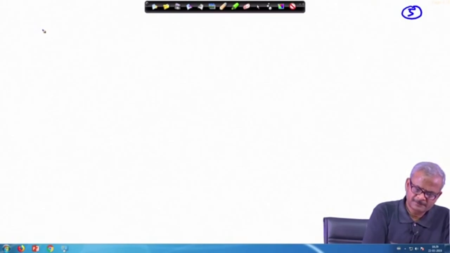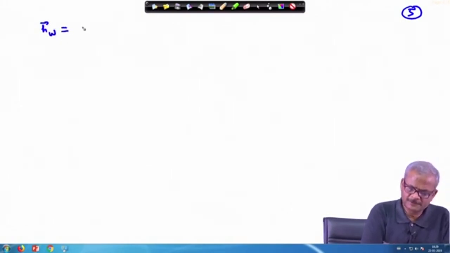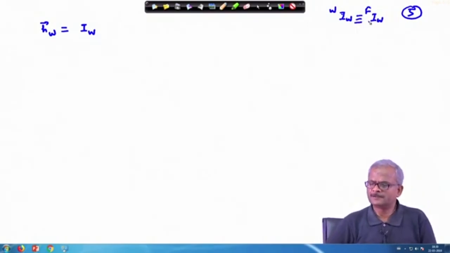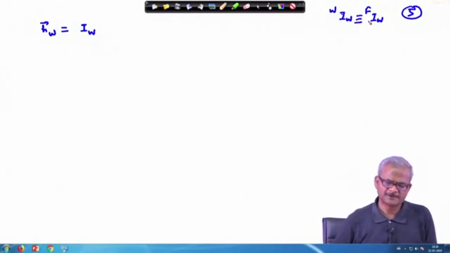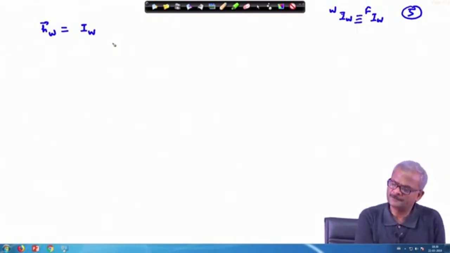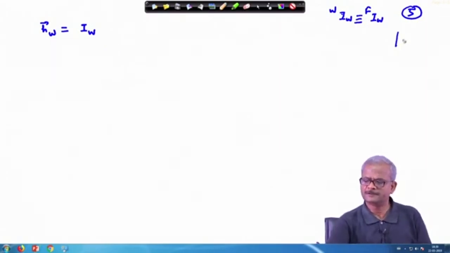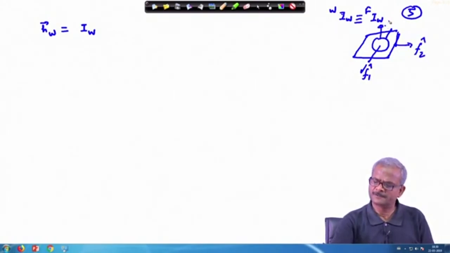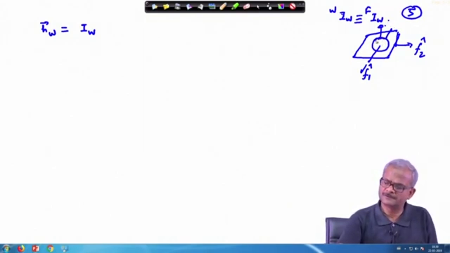So, I will write here h wheel, the absolute angular momentum of the wheel, equal to I w omega, and this is defined in the F frame. Instead of writing I w like this, this is equivalent to writing I w in the F frame, because in the F frame the direction of the axle of the wheel is not changing, neither is the moment of inertia of the wheel changing in the F frame, which is the inner frame. Along this direction we have kept F 1, here F 2 cap, and F 3 cap is going vertically out of the wheel. So, this is the rim of the wheel.